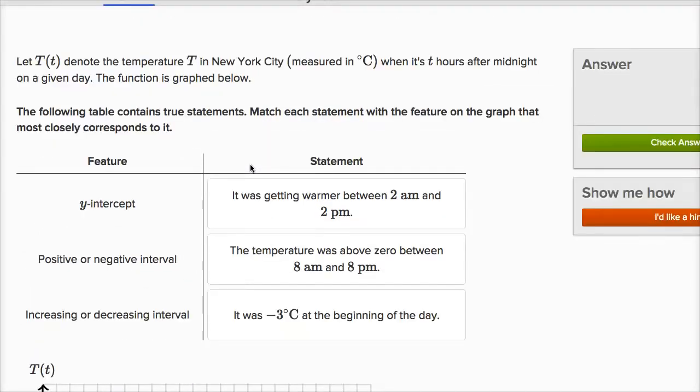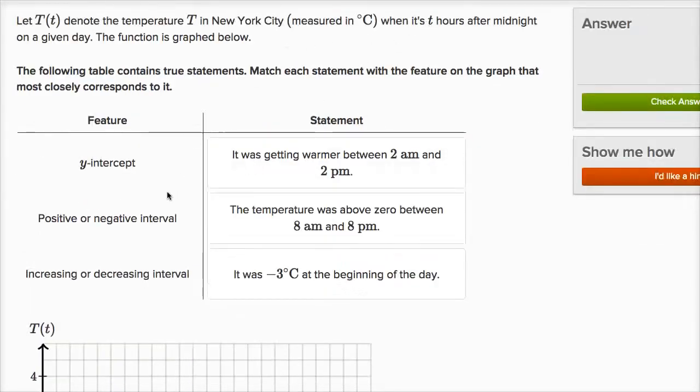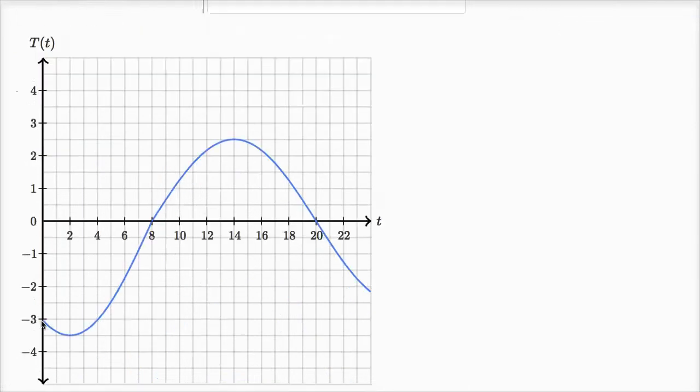So let's see. This is t hours after midnight. So this is at midnight. This is going to be at 8 a.m. This is going to be at noon. And this is going to be at 2 p.m. and so on and so forth.